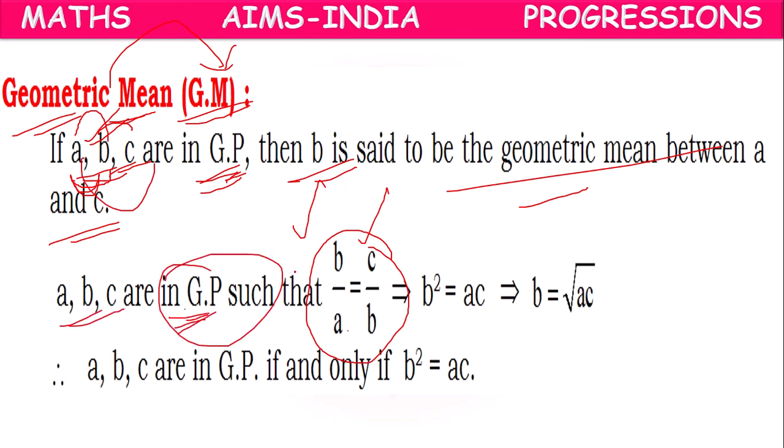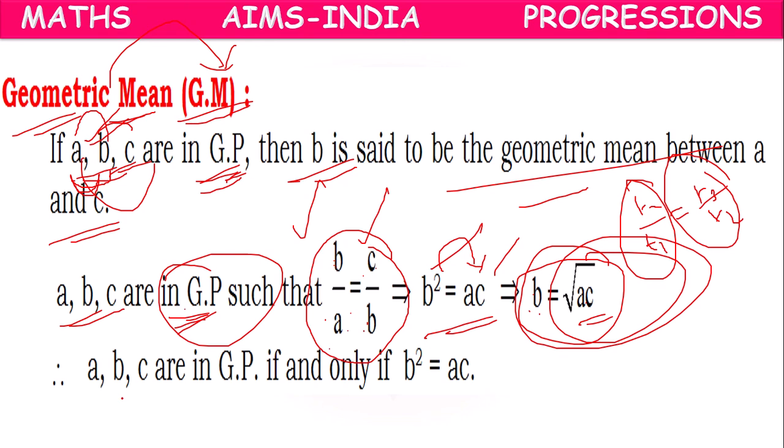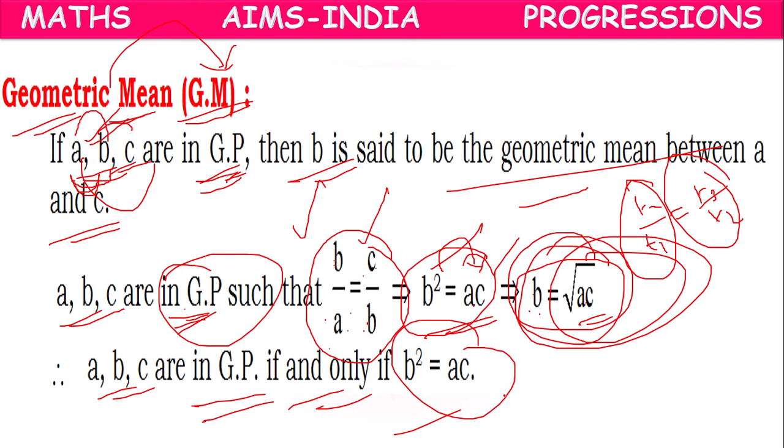Because A, B, C are in GP, what does it mean? T2 by T1 equals T3 by T2, which means the ratio between any two consecutive terms is constant. So B by A equals C by B, or B into B, B square, equals A into C, AC. B square equals AC. Or if the square goes to the other side, it becomes a root: B equals root of AC. So A, B, C are in GP if and only if B square equals AC, or B equals root AC.